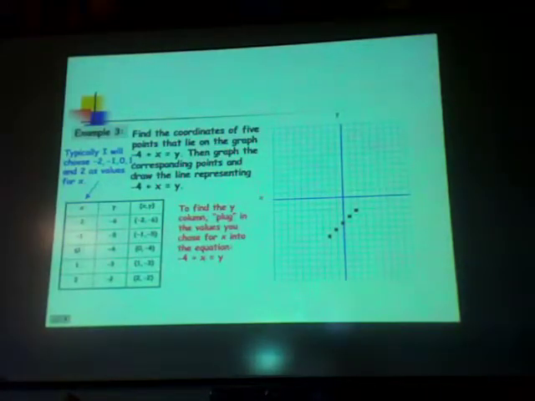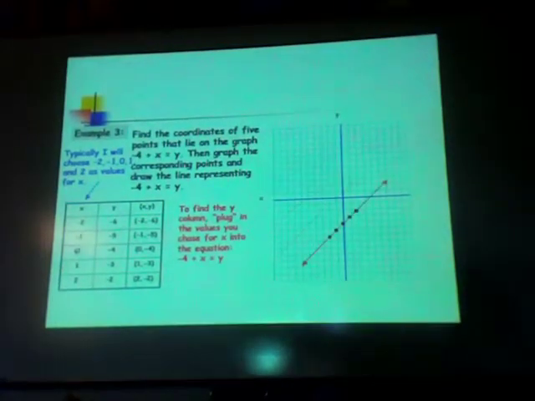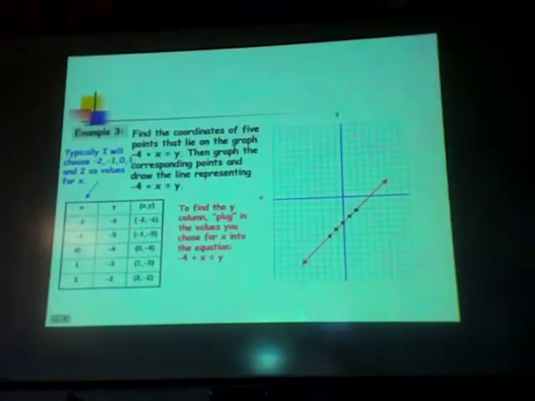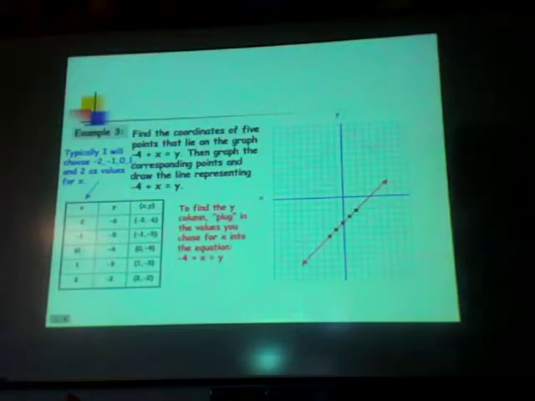So there's your 5 points, and then the directions say draw the line representing that. So you want to connect those with a straight line, and there it is. Make sure you have arrows on both ends of that line. Questions about that? What if you knew how to graph that using y equals mx plus b? Could you have done it that way? Let's talk about it.